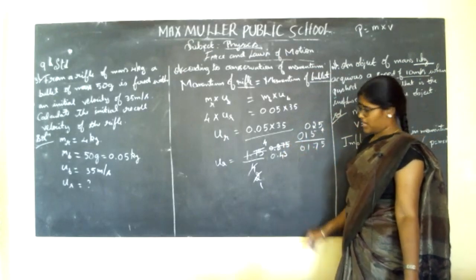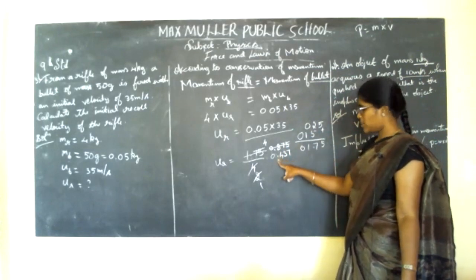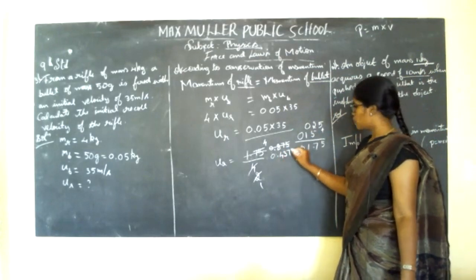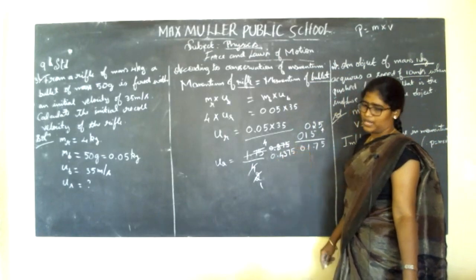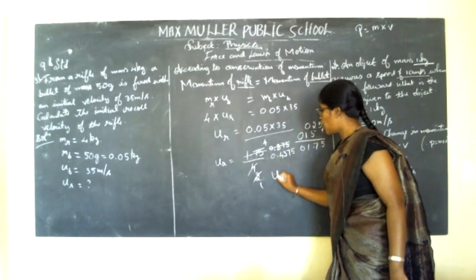Again you will get 15. 2 how much are 15? 2 7s are 14. 1 will be there. You have already put a point, so it will be 0. 2 5s are 10. So what is the initial velocity of the rifle?